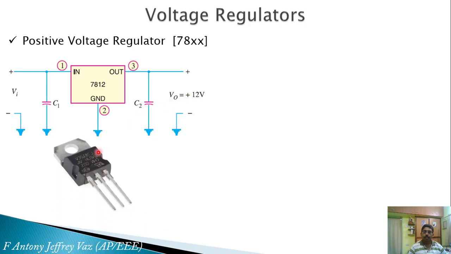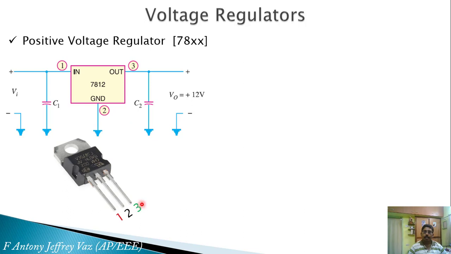And this is the physical component view of 7812. This is the first pin. This is the input pin. You can see here, this is the input pin. And this is the second pin, which is the ground. This pin should be grounded. And this is the third pin. This is the output pin over here.